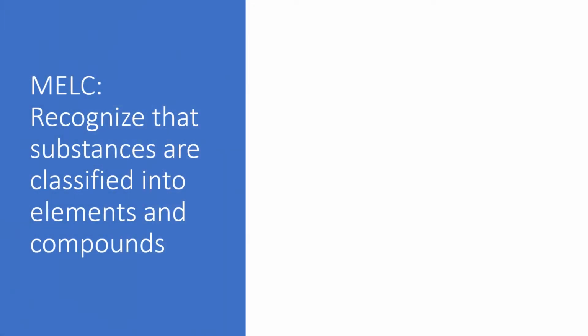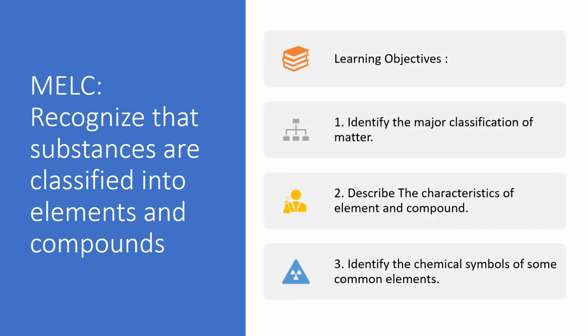Our most essential learning competency is to recognize that substances are classified into elements and compounds. And the learning objectives we have: number one, identify the major classifications of matter. Number two, describe the characteristics of element and compound. And number three, identify the chemical symbols of some common elements.